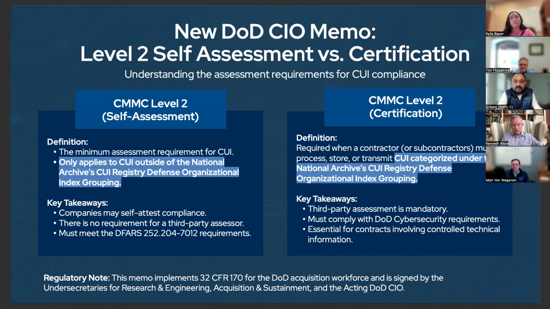And then the material that would be less than that, that's outside of the National Archives registry, would be in that self-assessment, either at level 1 or level 2.